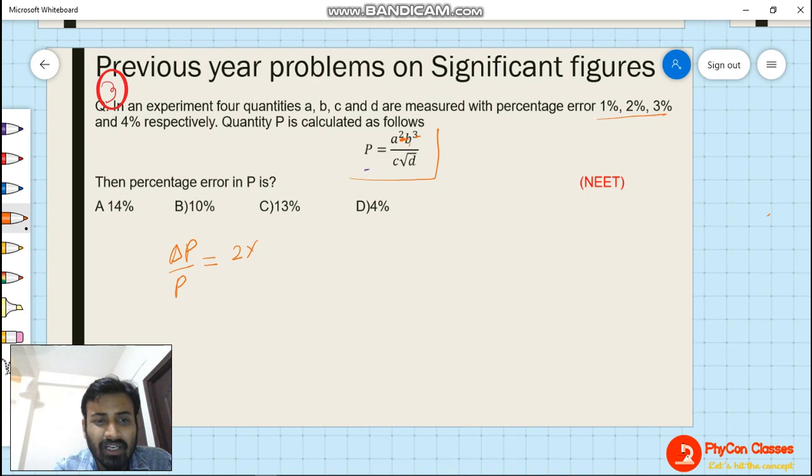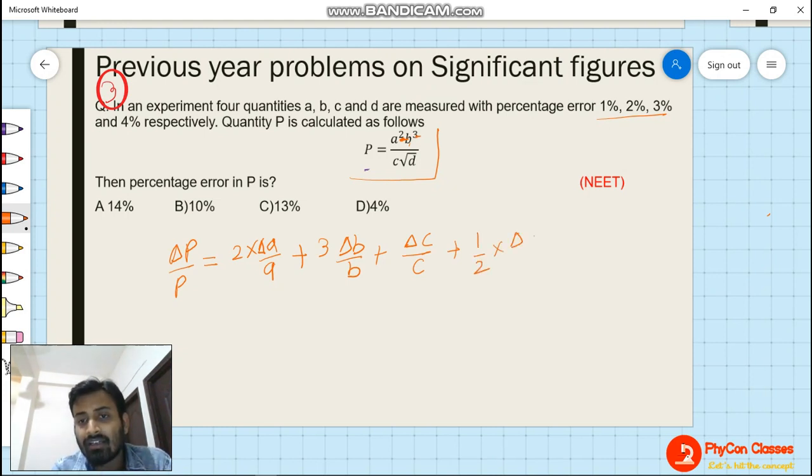So 2 multiplied with relative error of A, that is delta A by A, plus for B power is 3 multiplied with delta B by B, plus for C what is the power? 1, hence delta C by C directly, plus for D what is the power? Half is the power, correct? So 1 by 2 multiplied with delta D by D. Now just put the values and you will get the answer. So this is the relative error term.